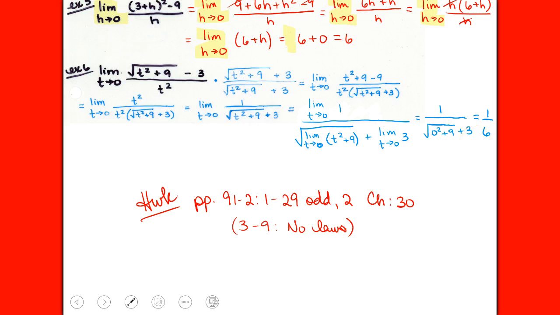So here's our homework for tonight. It's going to tell you on a whole block of these problems to give the laws. I'm only asking you to give the limit laws on like the first one or two. You can see for numbers 3 through 9, you don't need to keep giving those, okay?